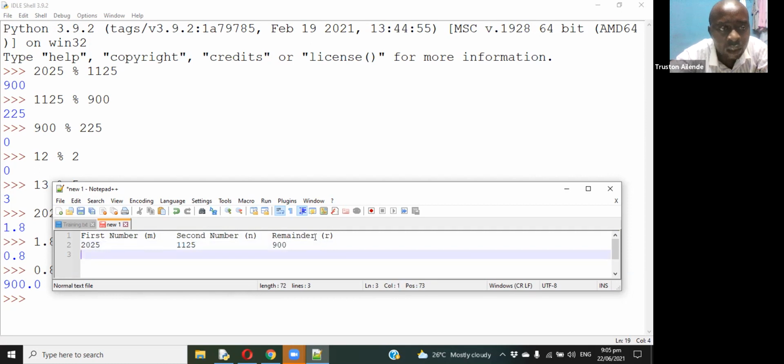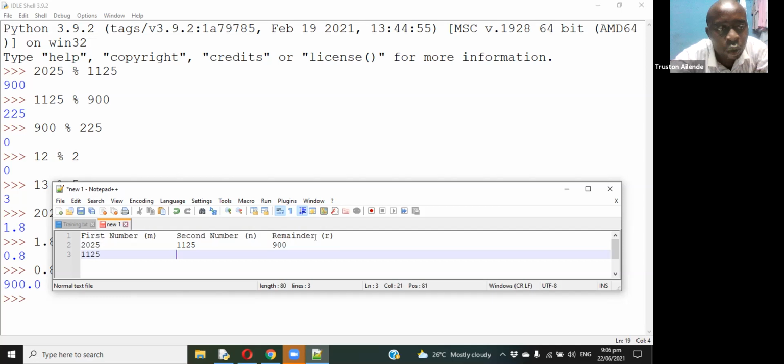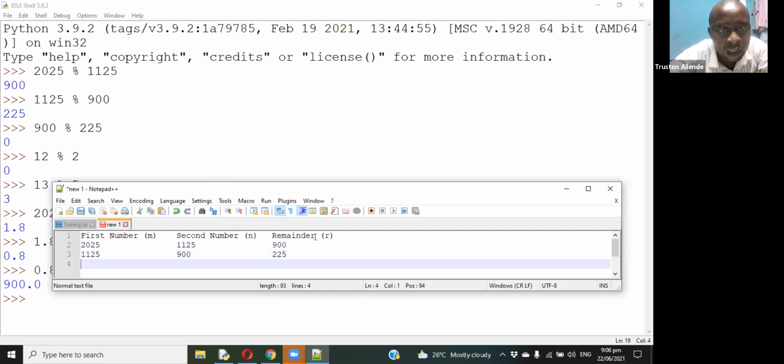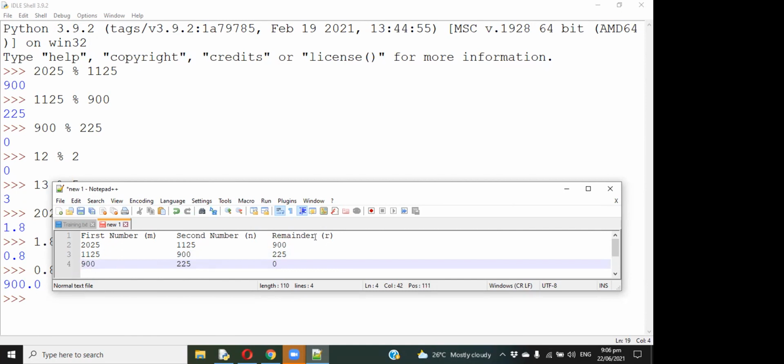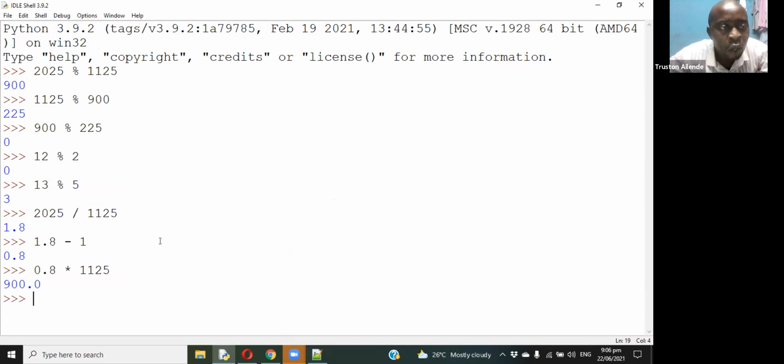Do you understand? Yes, I understand. So this is 1125. This is 900. This is 225. This is 900, 225, and 0. Do you understand? Yes. Okay, good. Let's do it for another set of numbers. You give me two numbers.